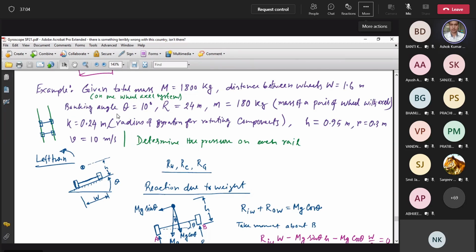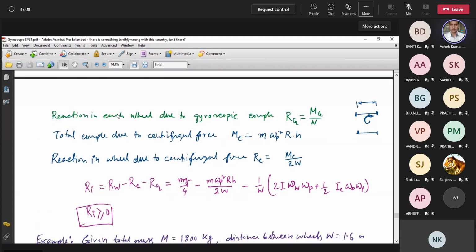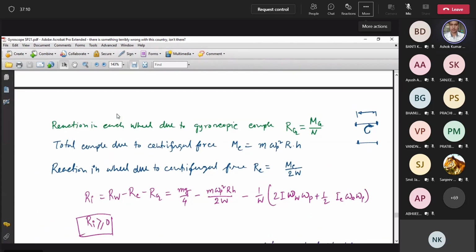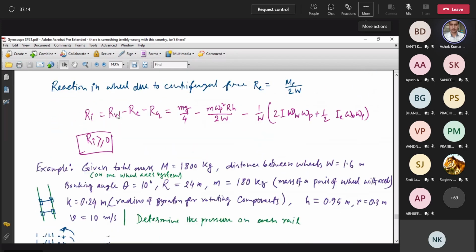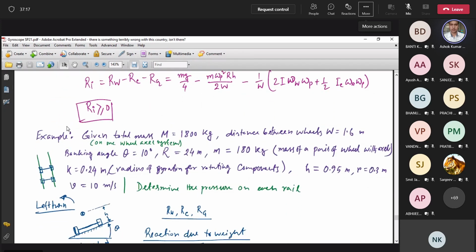So there is a banking angle. In the problem we have discussed right now, there is no banking angle; the face of the road was horizontal. But in this case, it is given that there is some banking angle, and that banking angle is 10 degrees. The vehicle is taking a left turn, and the radius of that turn is 24 meters.